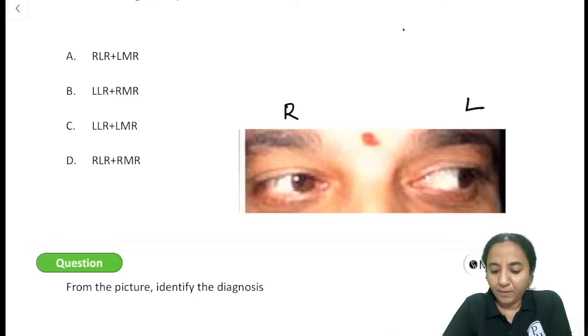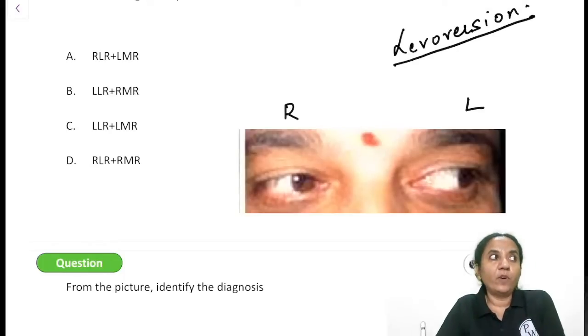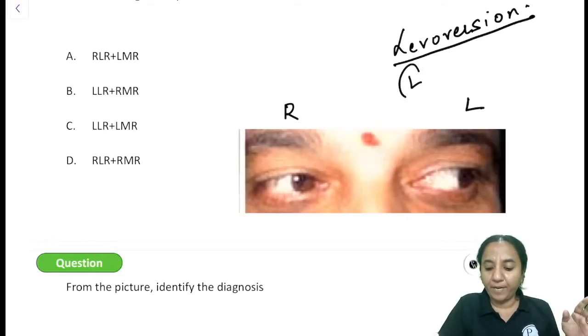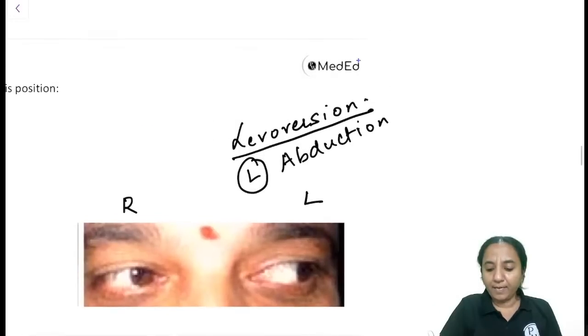That means this movement or this position is levoversion. This is levoversion. Levoversion means what? Levoversion means that the left eye abducts. The left eye abducts. And the right eye adducts, right? There is left eye abduction and there is right eye adduction.